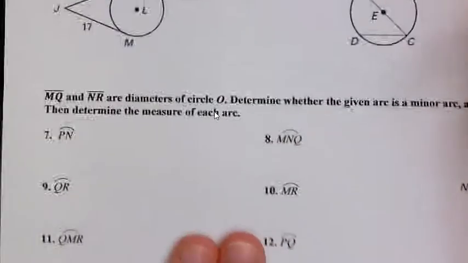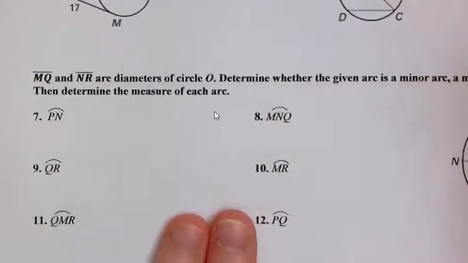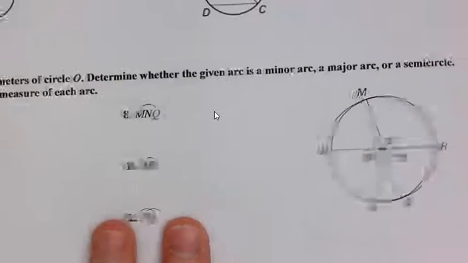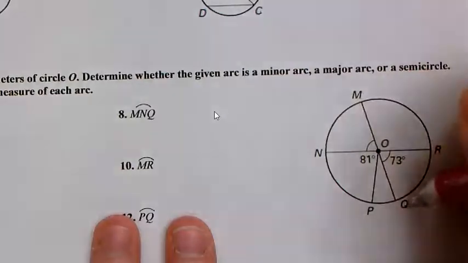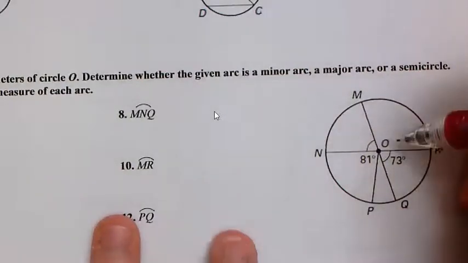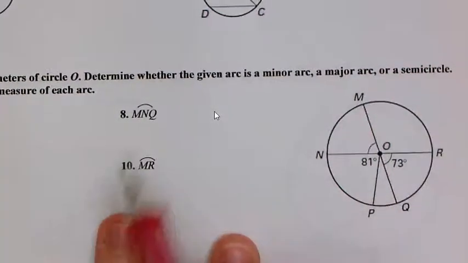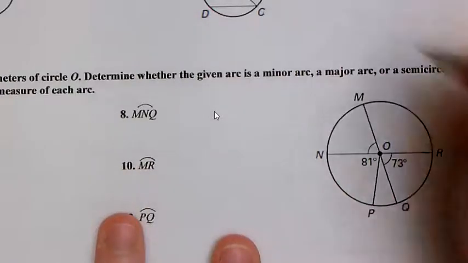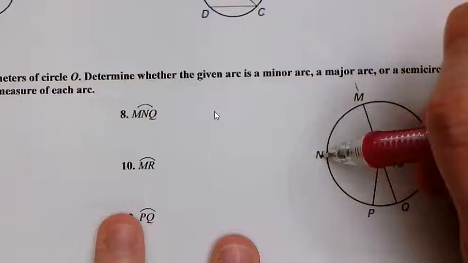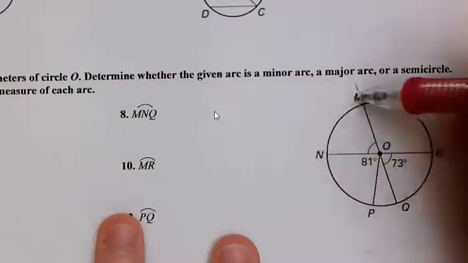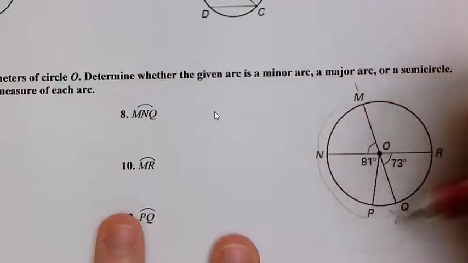On 7, 8, 9, 10, 11, and 12, excuse me, MQ and NR diameters of the circle, you're going to find the different measures based on what is given to you. Make sure you know that NR and MQ are diameters, so you can find your missing values. Pay attention to the order. For example, M and Q means you're going to start at M, go through N, end at Q, and so you're looking at this whole value here.